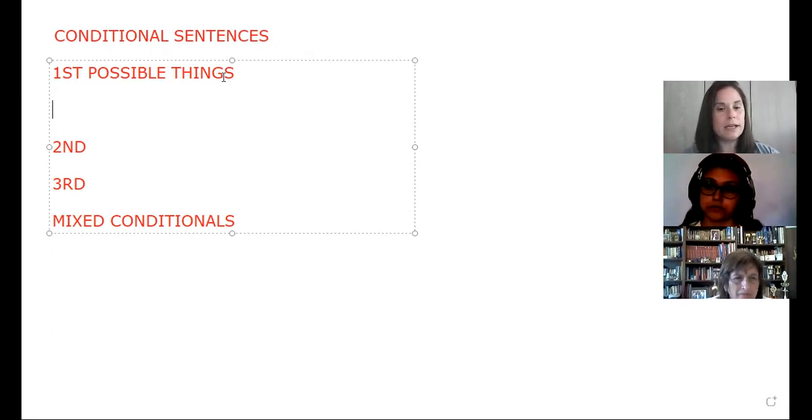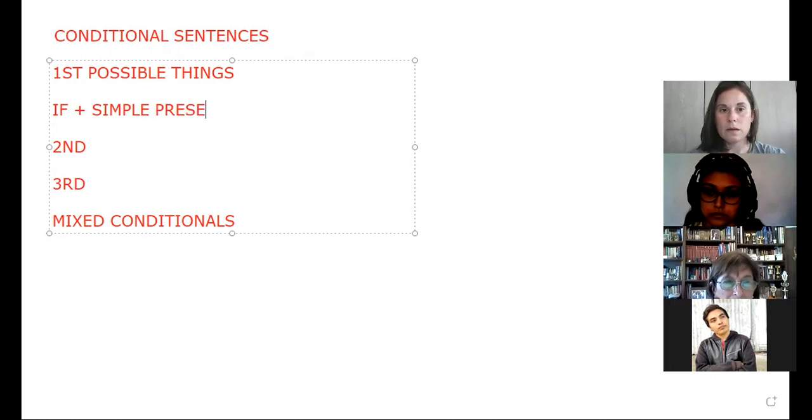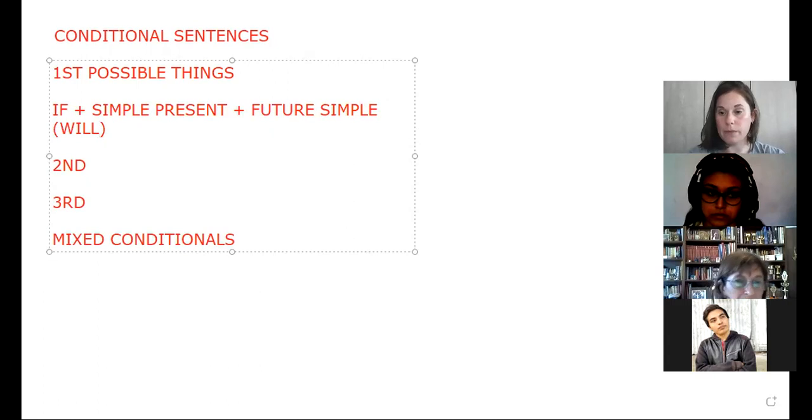And how do you form it? Nico, can you help me? What's the form? How do you make a sentence in the first conditional? If. Yes, if is for the condition, right? Simple present, plus future. What is the future simple? Will or won't. Will in affirmative or won't, okay?